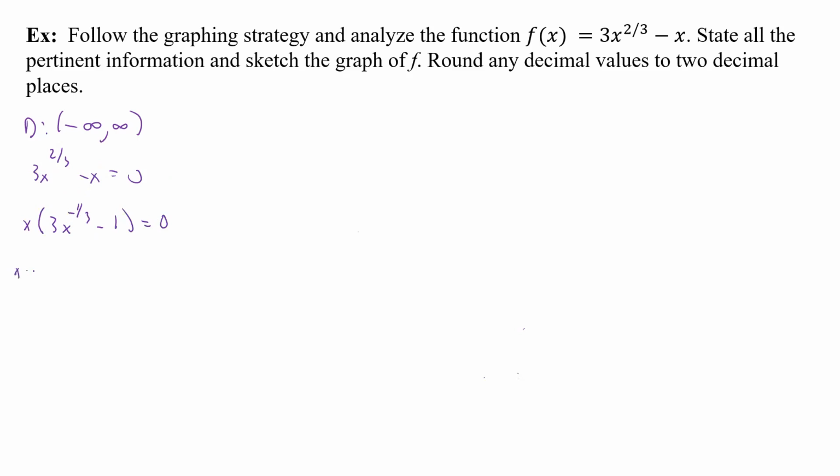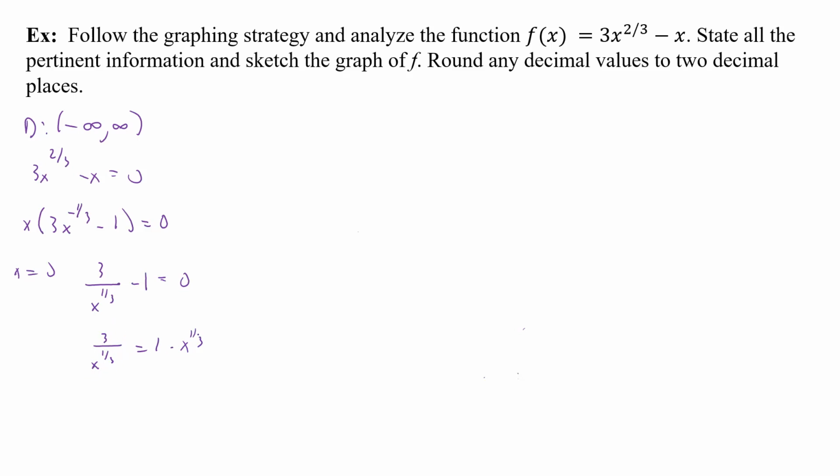Then I have x is equal to 0 from this. And then I have a 3. Now, x to the -1/3 is basically 1 over x to the 1/3, and then minus 1 equals 0. Take that over, and then I have 3 over x to the 1/3 equals 1. Multiply that by the x to the 1/3. That cancels on both sides. And now basically I have 3 equals x to the 1/3.